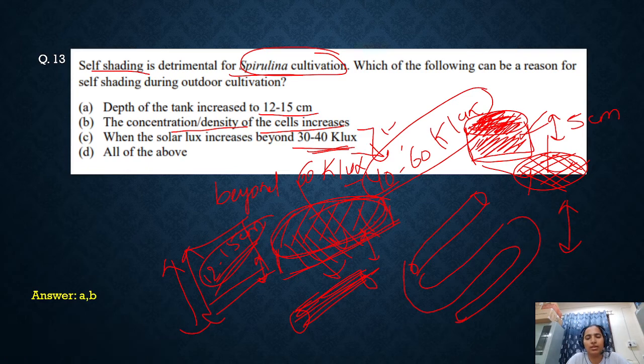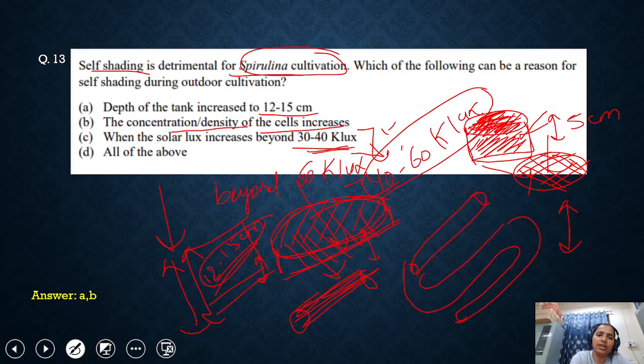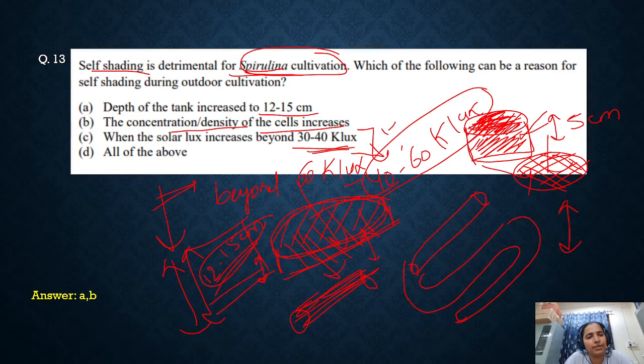Okay. So for this question, answer is A and B both. If the depth is very high or the concentration is very high, in both cases this spirulina cultivation is not occurring properly and self shading occurs, which means it will start degrading. So for this question, answer is both A and B.